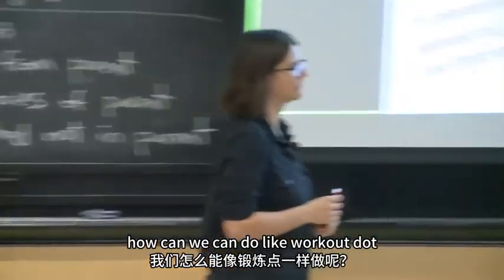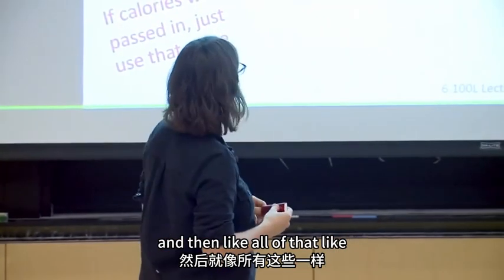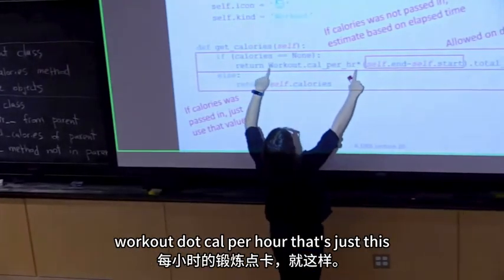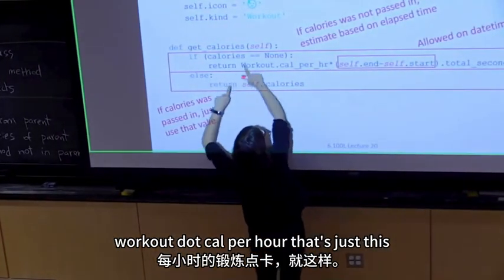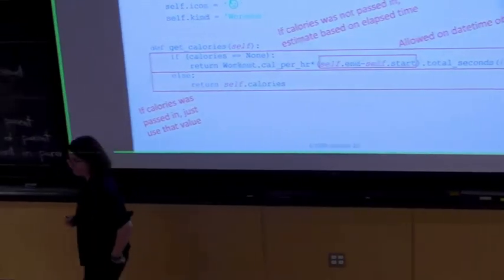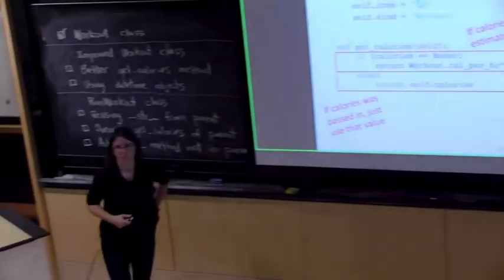You can do workout dot and then all of that. Workout dot cal per hour is just this. And then we multiply by that number. Questions about that?